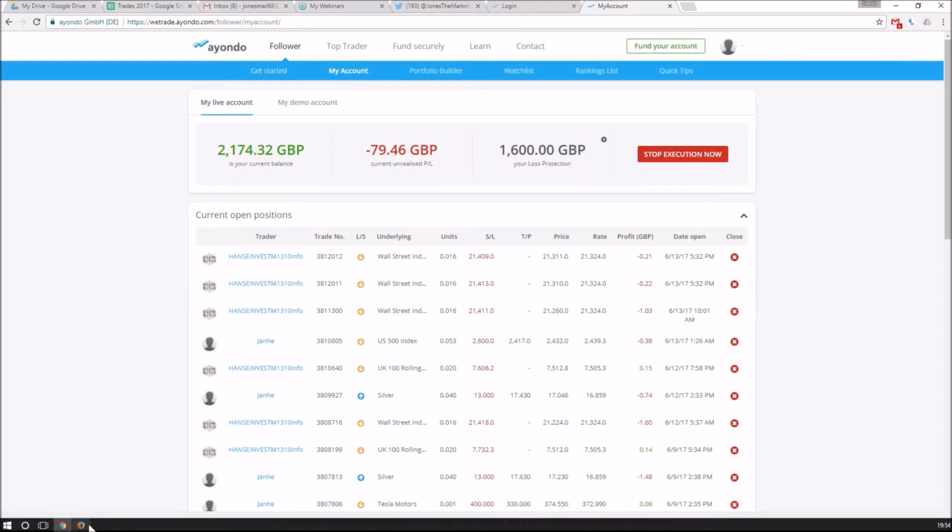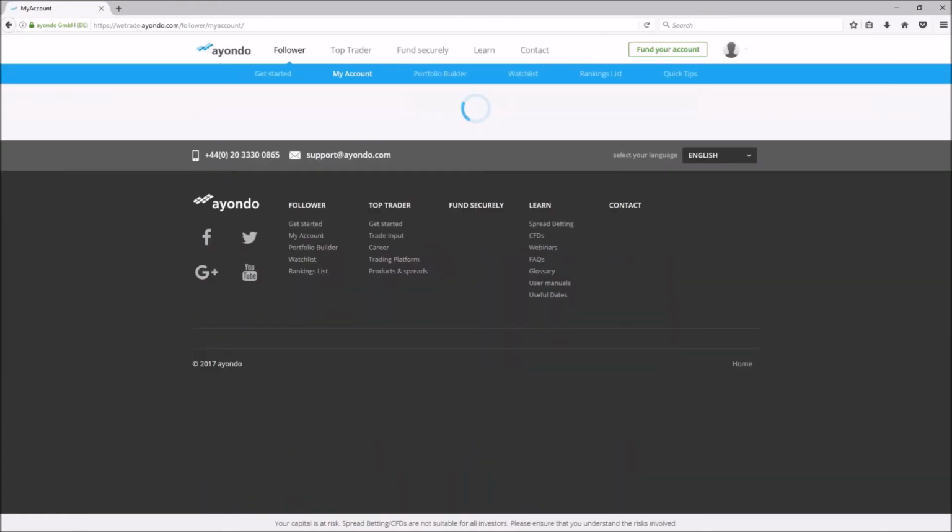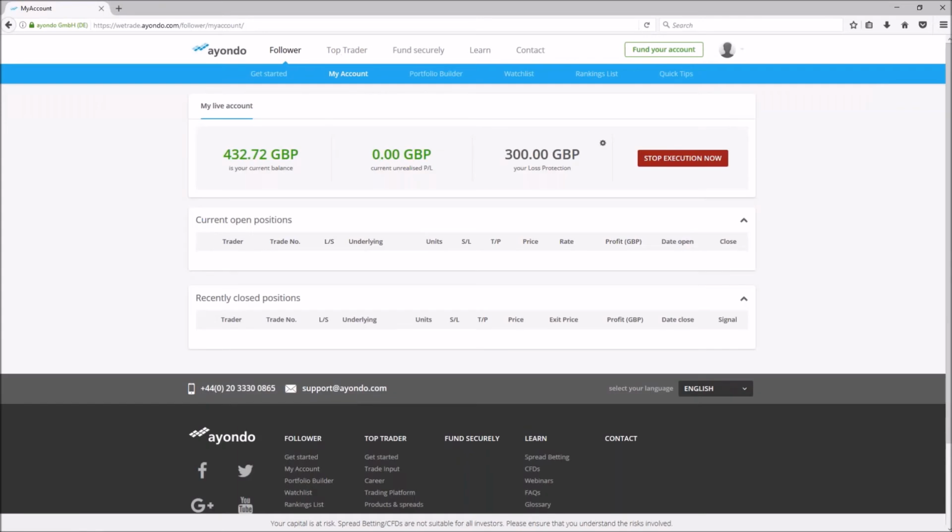So let's just jump back to our other example. There we go. So there's still no trades gone through yet on this account. It's a bit of a quiet night this evening. I think tomorrow night we've got the US Federal Reserve latest interest rate decision.